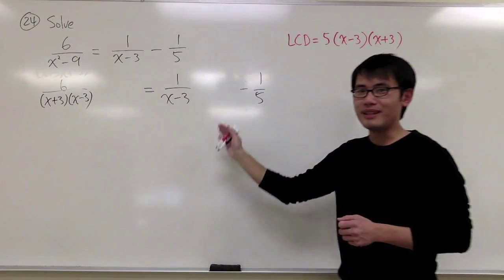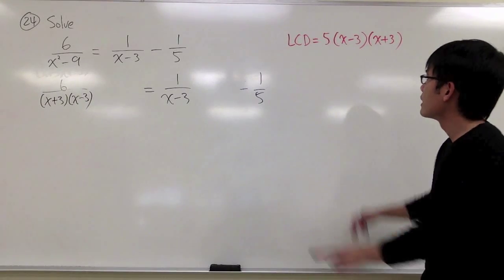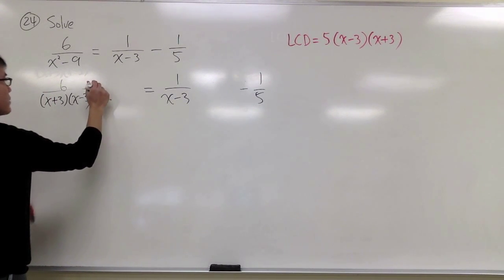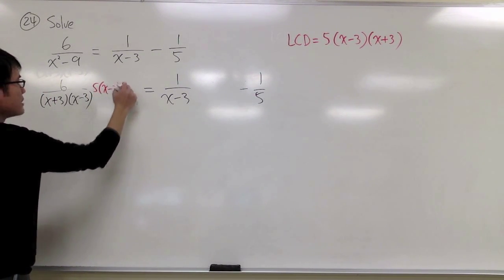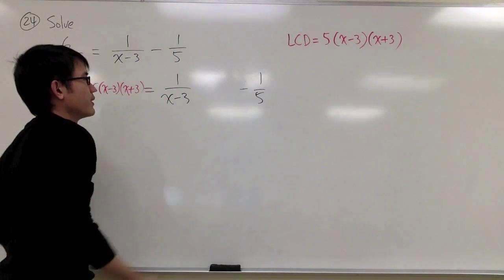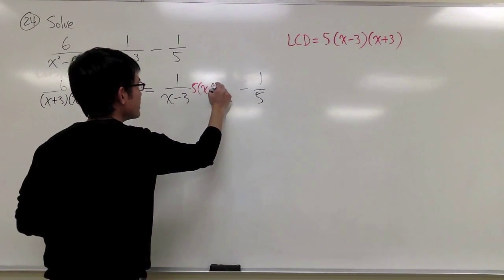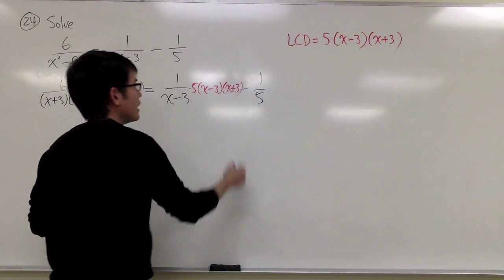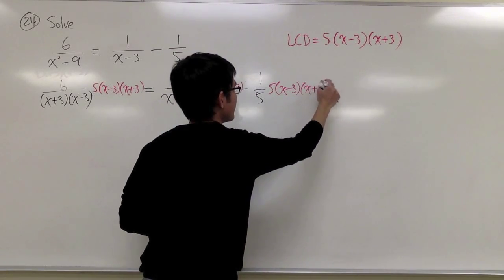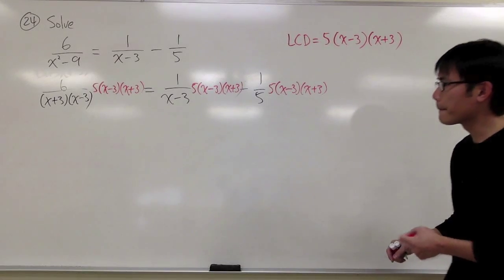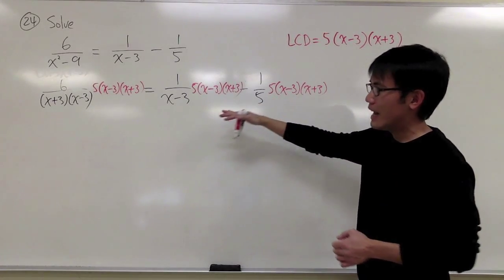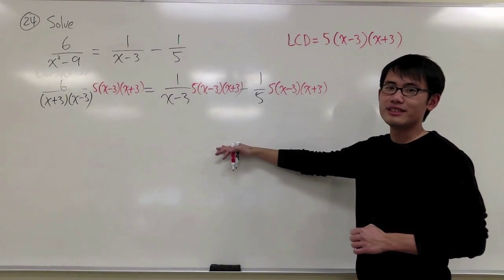And this is why I left some space earlier. I will write this in this gap right here: 5 times x minus 3 times x plus 3. The space was just enough, right? And do the same right here as well. Put down 5 times x minus 3 times x plus 3. And the last one as well: 5 times x minus 3 times x plus 3. Just like that. Okay? And if we do this step correctly, then after we multiply everything by the LCD, we shouldn't get any fractions in the next equation.